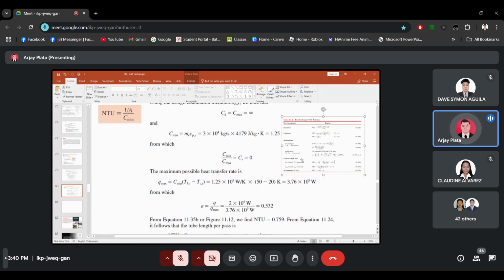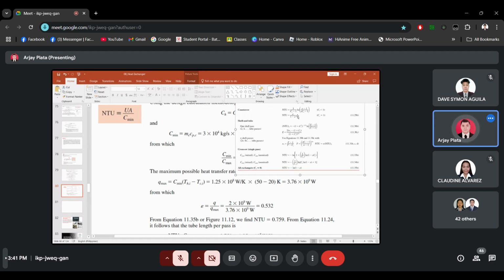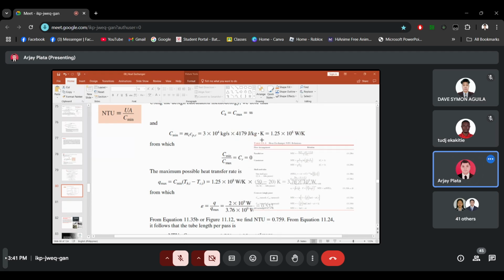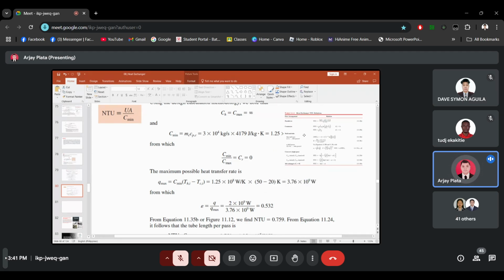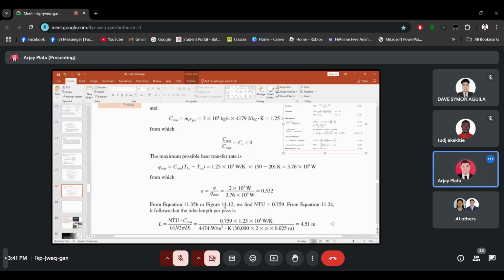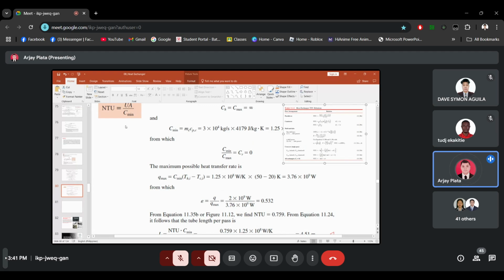Okay, if we solve, can you check if it's 0.759? Is this correct, 0.759 NTU? Correct. Okay, thank you. So you already have this value, 0.759, and we can now solve the value of length using this equation.